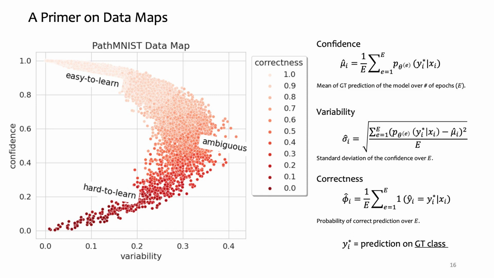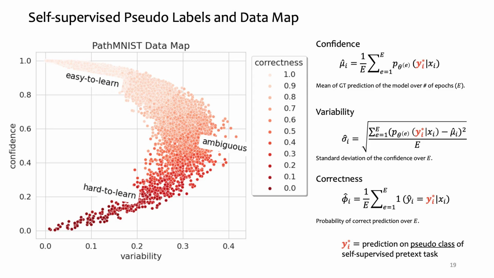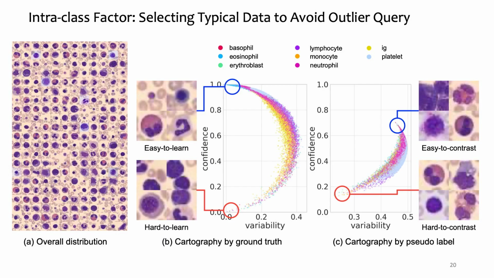We can quantify the properties of samples using the data map. To avoid the ground truth labels needed for plotting data maps, we use self-supervised learning to generate pseudo-labels. In this paper, we use contrastive learning. Going back to our data map, previously under supervised learning we used the prediction values of the correct answers to calculate confidence. Now we make a small change, we take the positive samples from contrastive learning as the correct answers. Even though they are pseudo-labels, we can still calculate confidence.